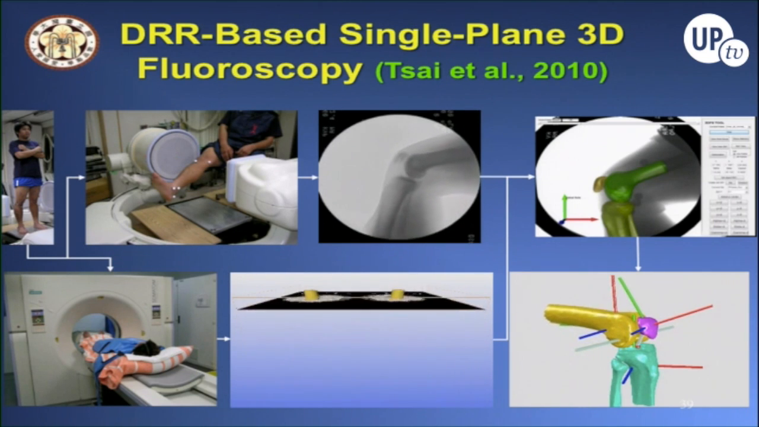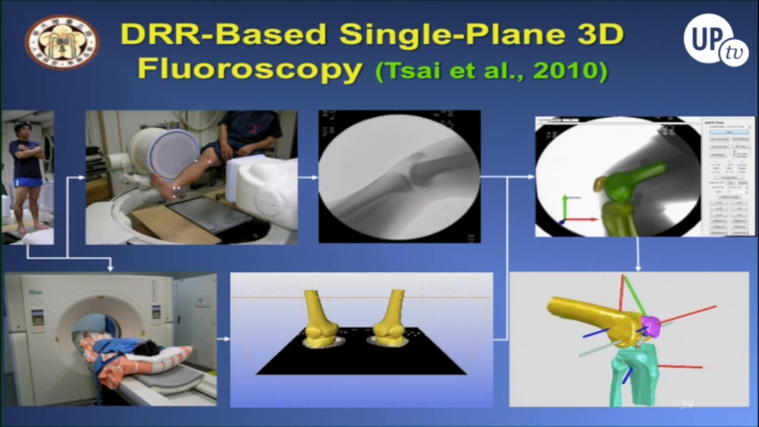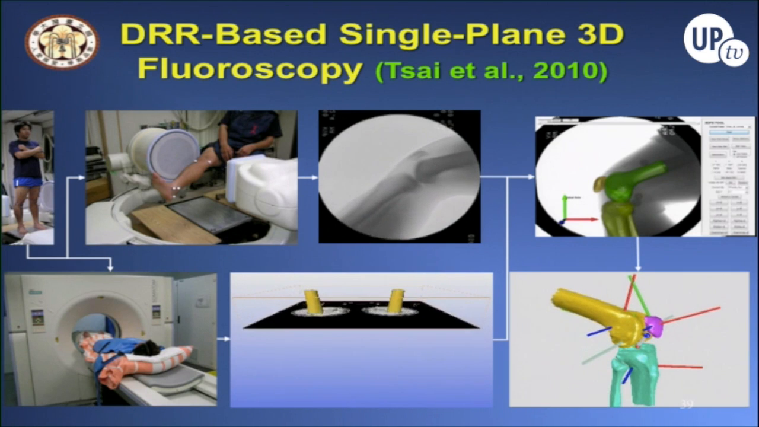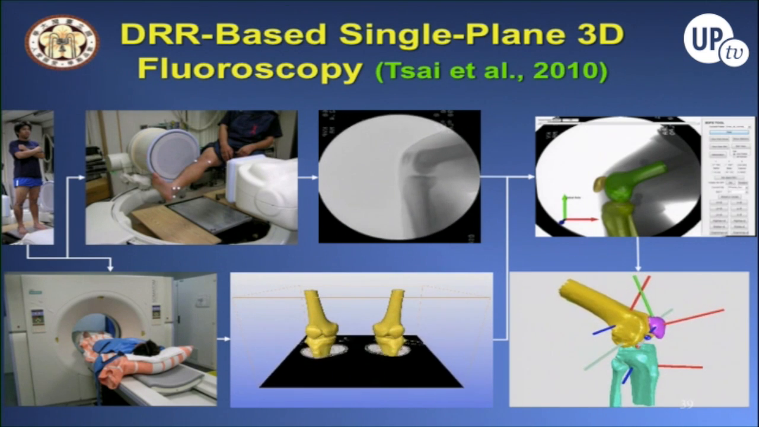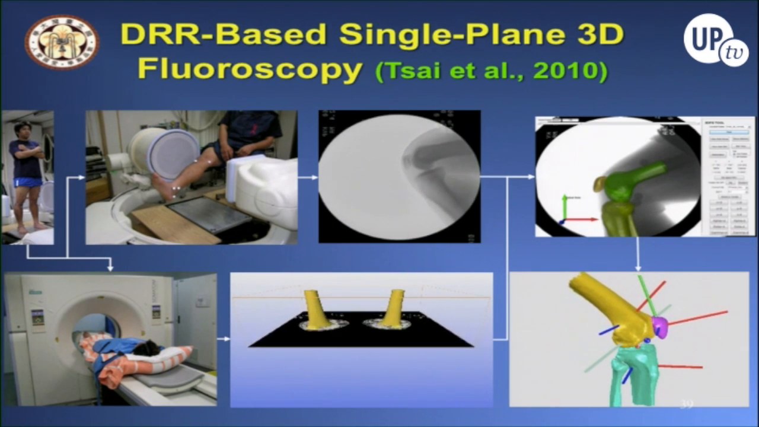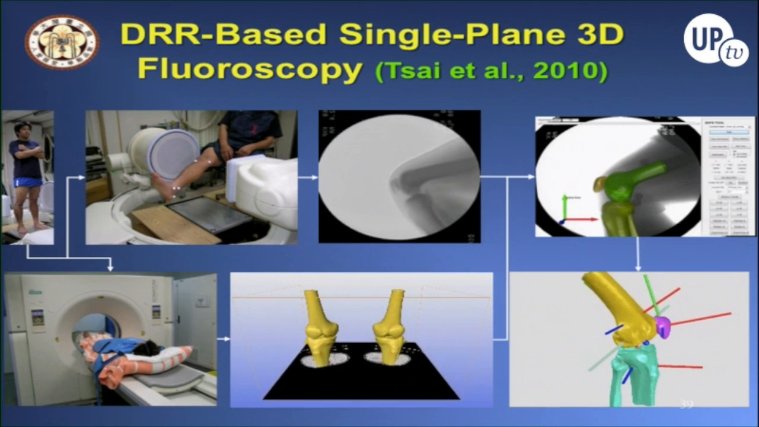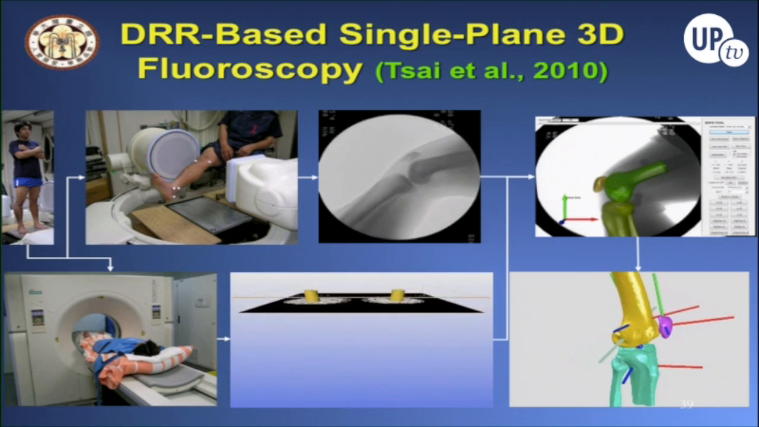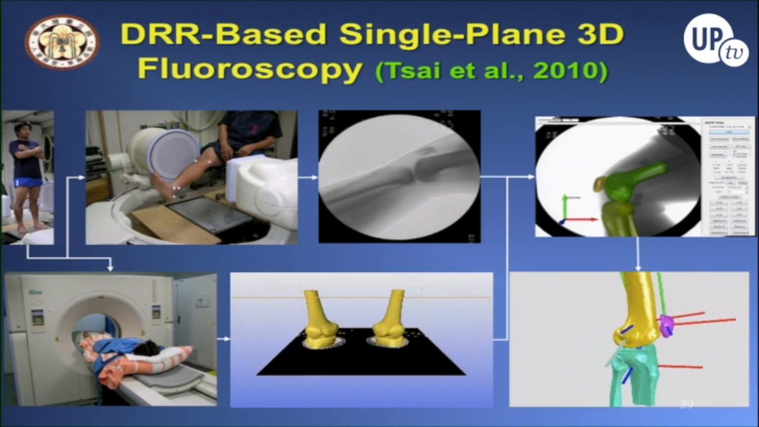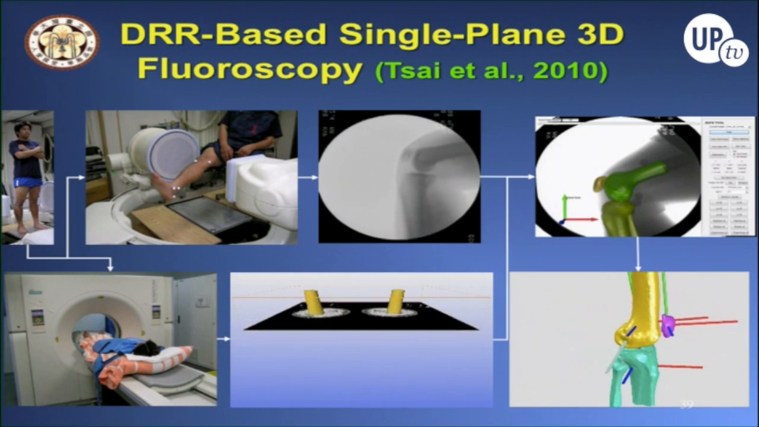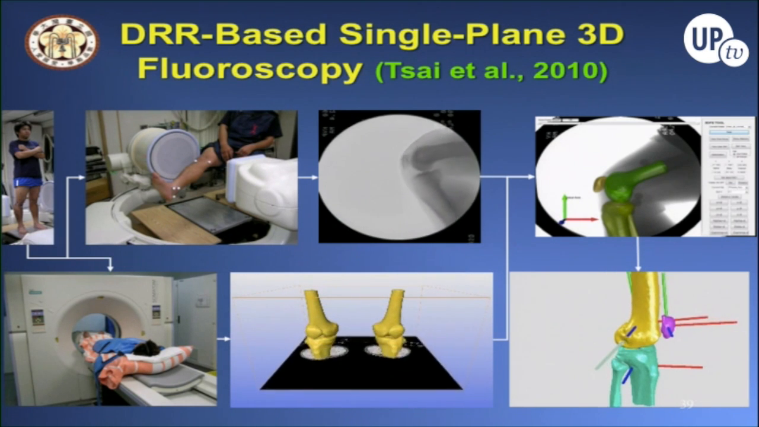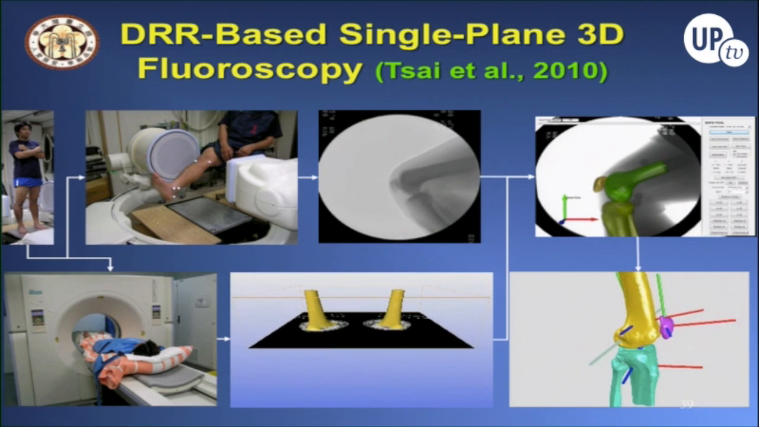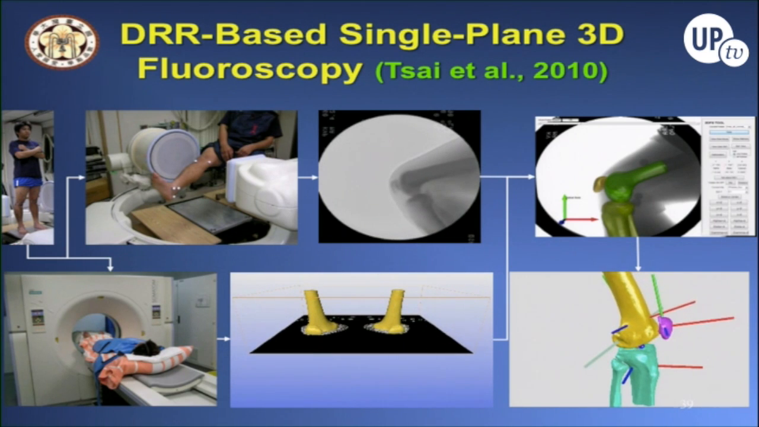So the sequence is that the patient gets a CT scan, and we get the CT data of the bones. The patient receives fluoroscopy imaging when he or she does the movement under investigation. Our software system registers the bones according to the images, and then we get the three-dimensional motion of the bones to a very high accuracy.